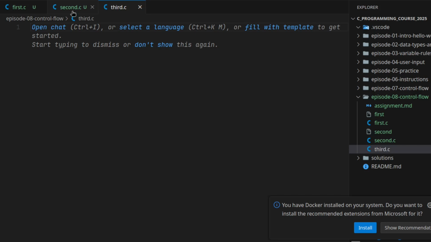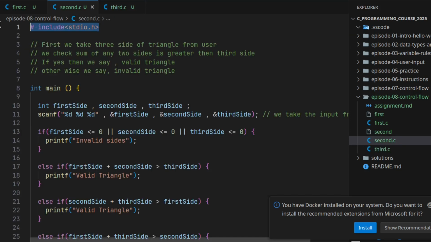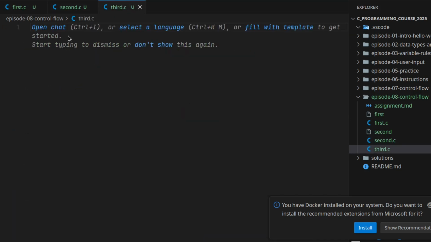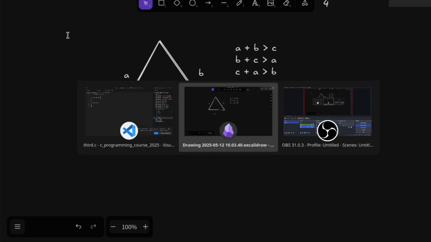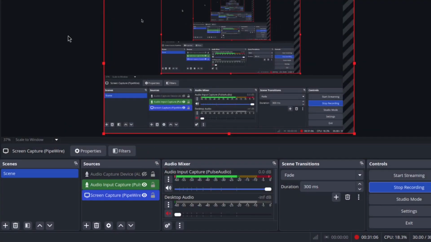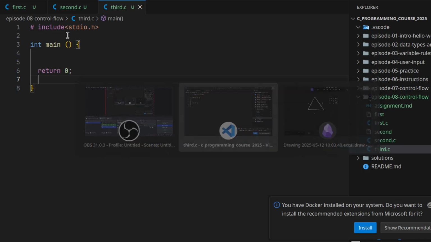Third.c and write all we need, and int main, and return 0. First I check the video recording is done or not. Yeah, it's going all very good.